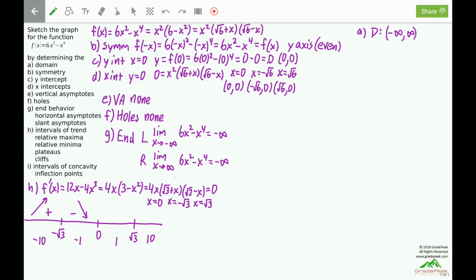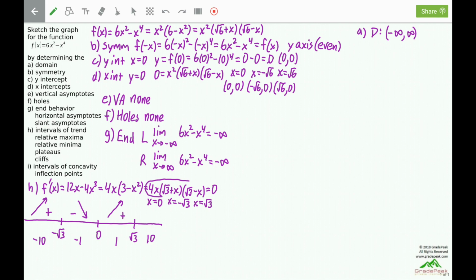Plugging in the test value of x equals positive 1 into the fully factored version, 4 times positive 1 is positive. Square root of 3 plus 1 is positive. Positive times positive is positive. Square root of 3 minus 1 is also positive. Positive times positive is positive. We have a positive first derivative.